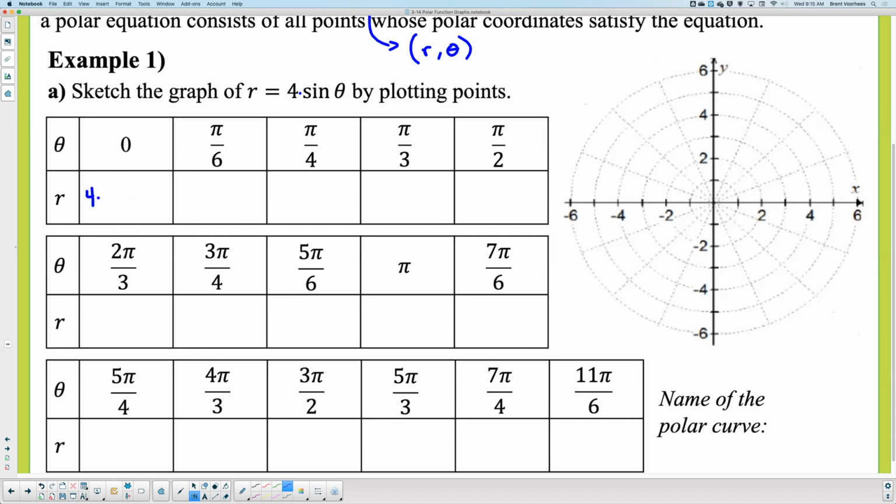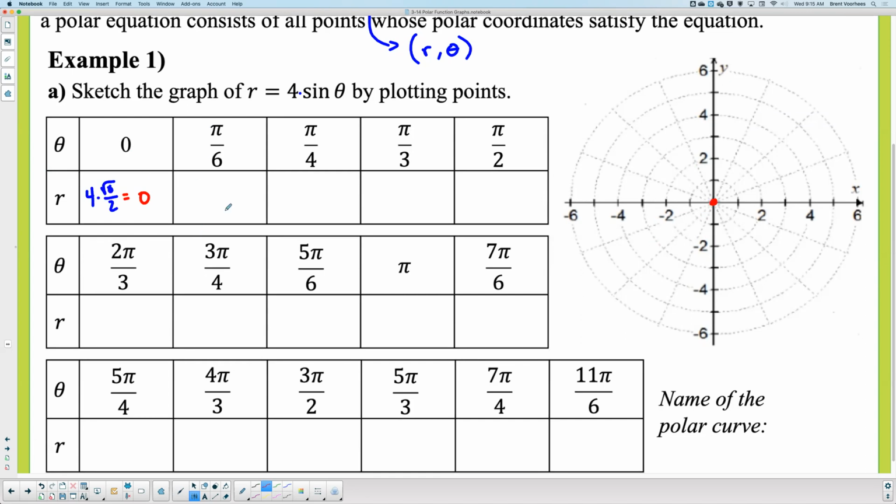0. So it's going to be 4 times the square root of 0 over 2, which I'll go ahead and reduce. What's 4 times the square root of 0 over 2? 0. That's going to be our first point. So at 0, we have an r of 0. Let's go ahead and plot a dot right there.